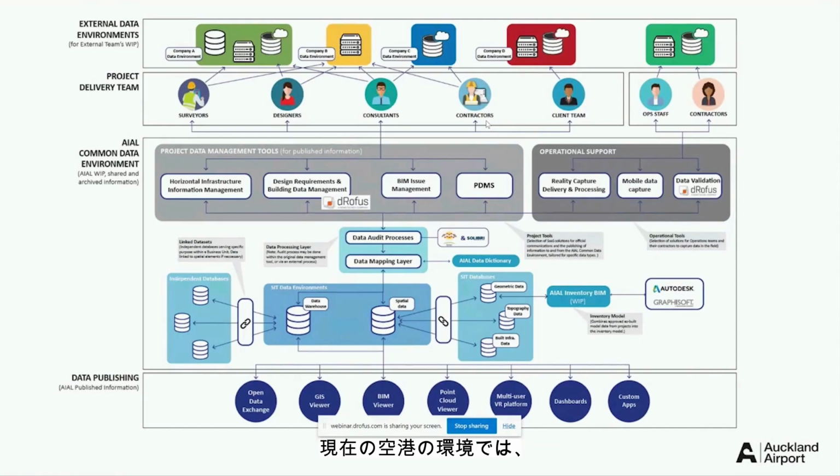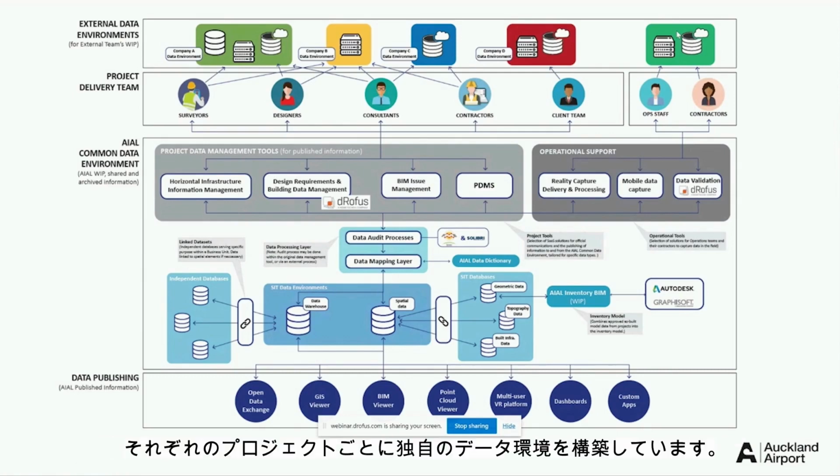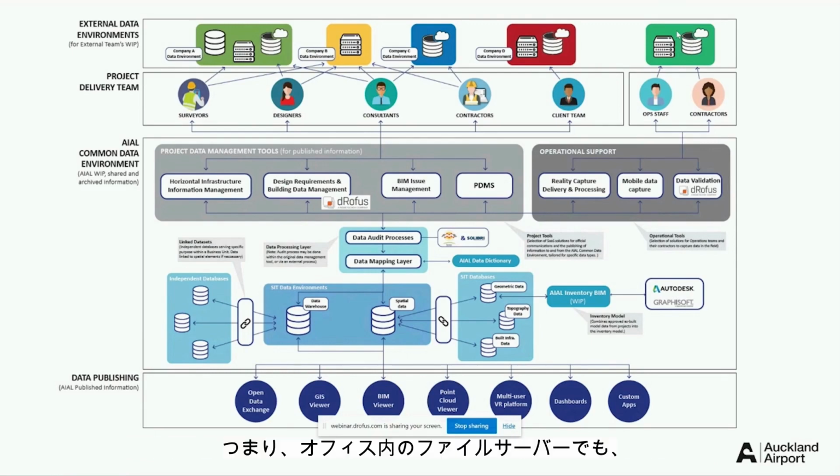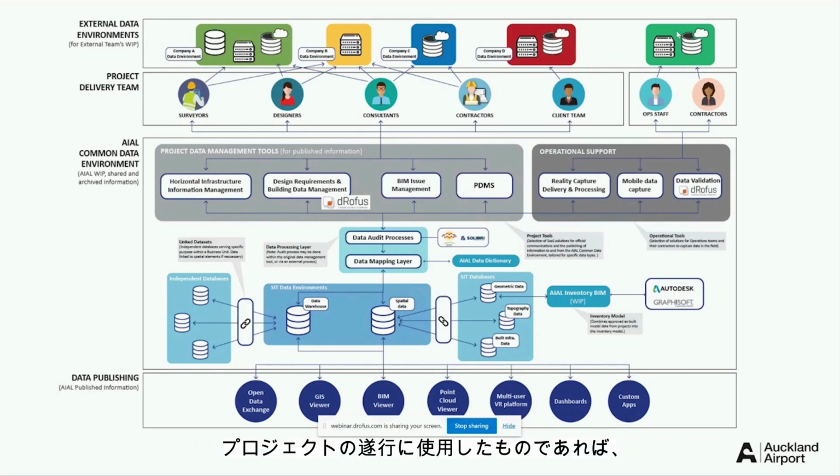And our current airport environment is that, at the top here, we have external suppliers, so architects, engineers, consultants, and contractors, and they're all working in their own environments. Each project can set up its own data environment, whether it's a file server within their office, or BIM 360, or AIAL, or Procore, or BIM Cloud, or their own dRofus. It's whatever they use to deliver their project, they're free to do that, provided they then get the data back to our system.